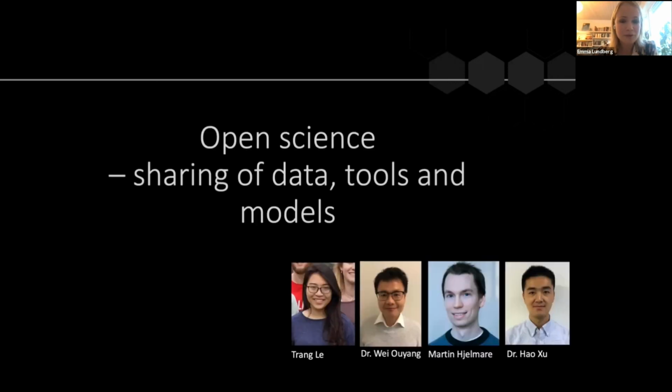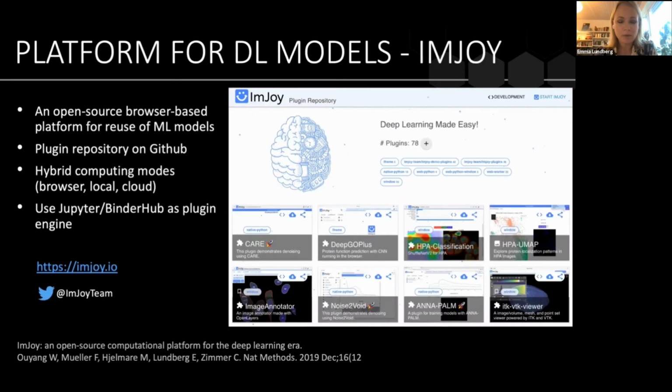And at the very end, I just want to say that in the Protein Atlas and my lab, we're all very strong proponents of open science, sharing data, tools and models. And of course, all the data is freely and openly available in the Protein Atlas, but we also, a talented postdoc in my lab, Wei Ouyang, built a platform for sharing deep learning models. It's called ImJoy. It's an open source browser-based platform for reuse and sharing of machine learning models. It's a plugin repository on GitHub.